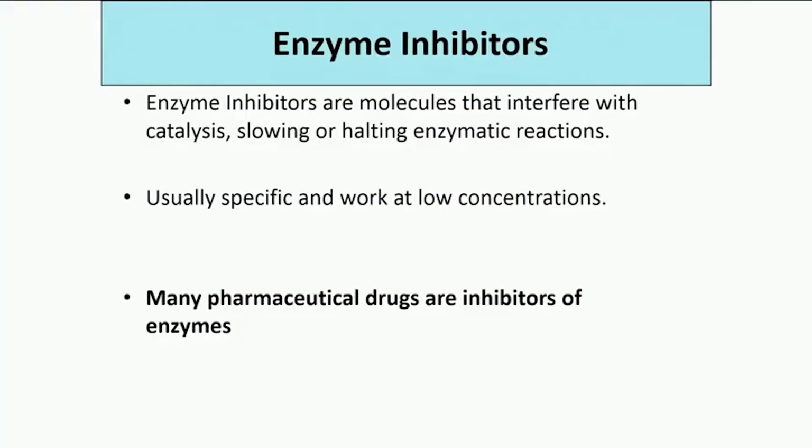And so, these inhibitors will also be very specific. You cannot have a very diverse array of molecules that will inhibit a particular enzyme. You should have only a few classes of molecules that can inhibit a certain enzyme.